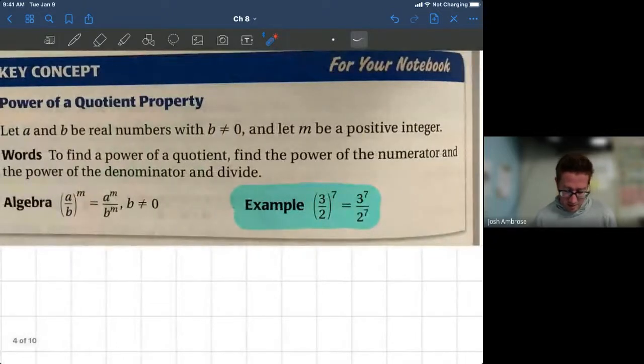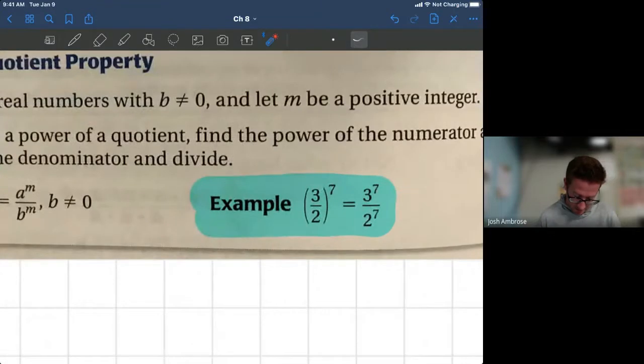Let's take a look at another one over here, one single base, 3 over 2. 3 over 2, that's one base, brought to the 7th power. But you could actually expand that out. Think of it as 7 being brought to the 3 and the 2, giving you 3 to the 7th divided by 2 to the 7th. So one thing that's important to notice here is that both directions work.